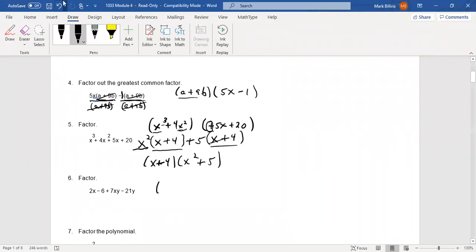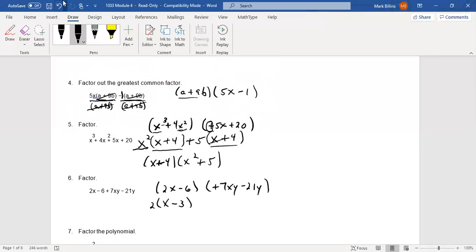So what I'm going to do is put parentheses around my 2x minus 6 and parentheses around the plus 7xy minus 21y. So in my first group, the only thing that divides into 2x and minus 6 is a 2. So I factor out a 2, and 2x divided by 2 is x. Negative 6 divided by 2 is a minus 3.